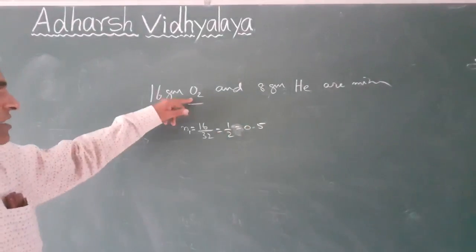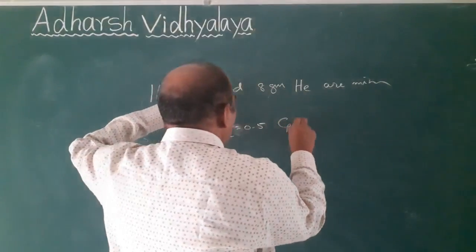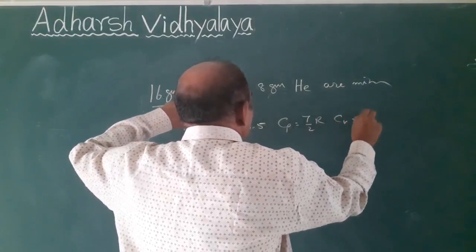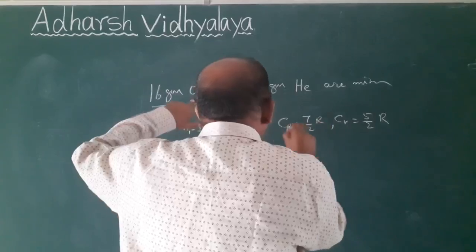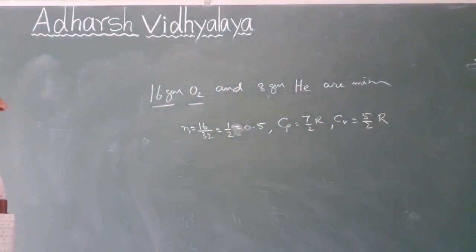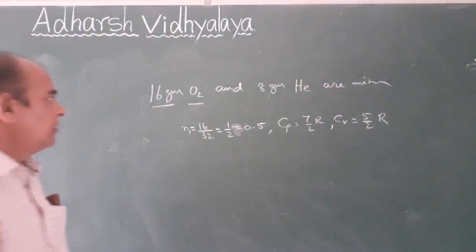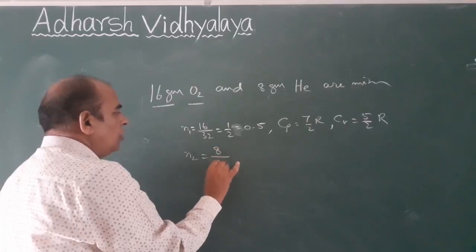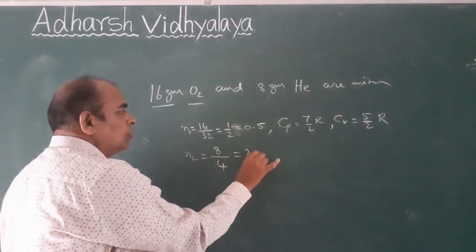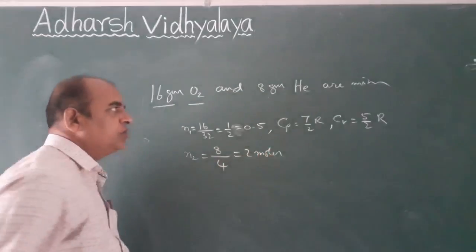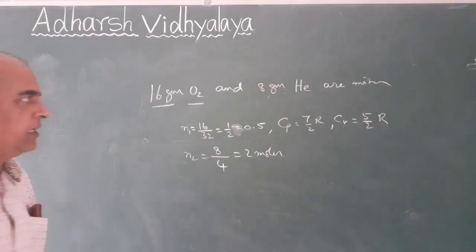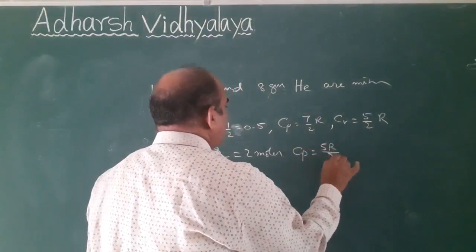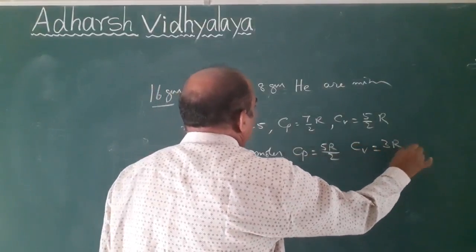Oxygen is a diatomic gas. So Cp is 7 by 2 R, Cv is 5 by 2 R. You remember these values first. 8 grams of helium. So number of moles of helium is mass by molecular weight, so 2 moles. Helium is a monoatomic gas. So Cp is 5R by 2, Cv is 3R by 2.